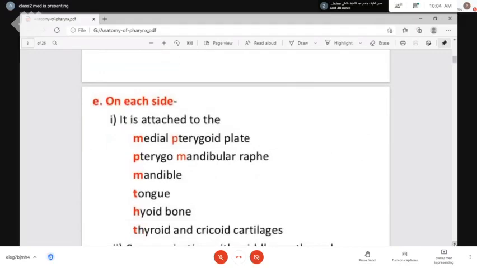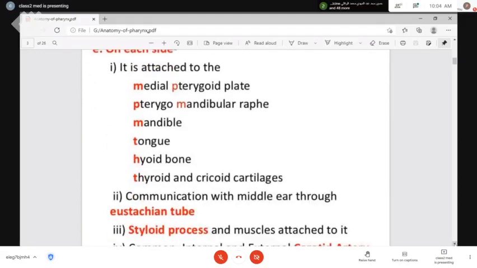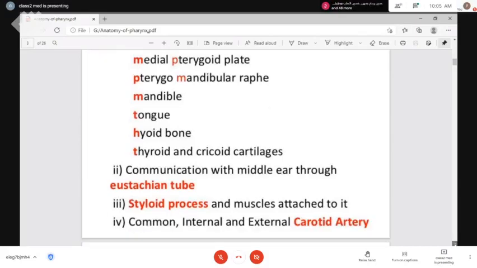On each side, it is attached to the medial pterygoid plate, the pterygomandibular raphe, and the mandible, then the tongue, hyoid bone, thyroid, and cricoid cartilage. Also, communication with the middle ear through the Eustachian tube on each side.